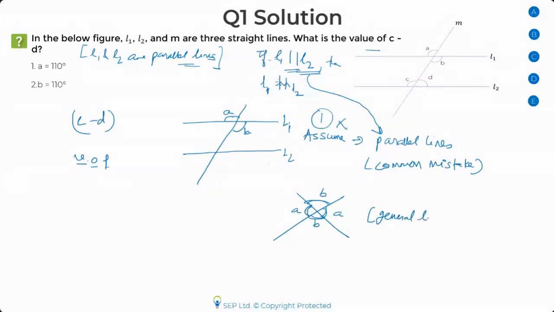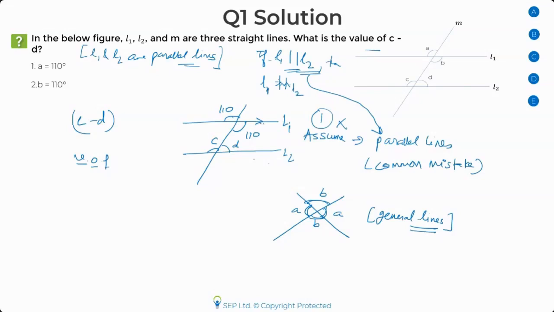Some people think if they're not parallel, we cannot assume that. No, you can do that. So if this is 110, you can say this is 110, but that's it. You don't know what is C, you don't know what is D. You have no way of connecting A, B, C, D because you don't know whether they are parallel or not. If they had been parallel, then it would have been a completely different thing. But since we don't know they are parallel, we will not be able to do anything at all. And obviously statement one will then not be sufficient.